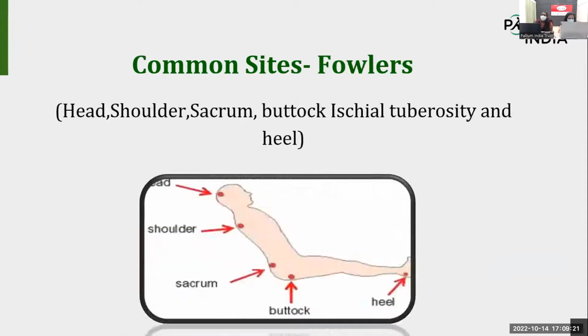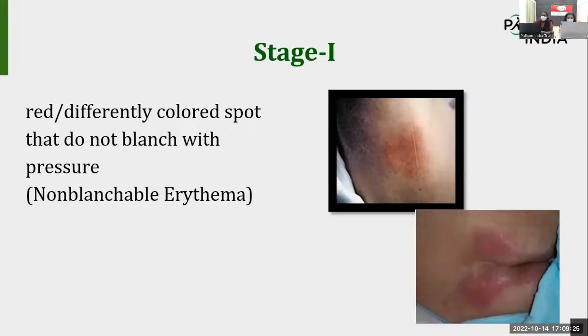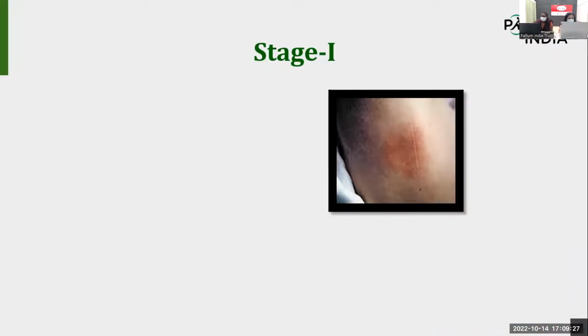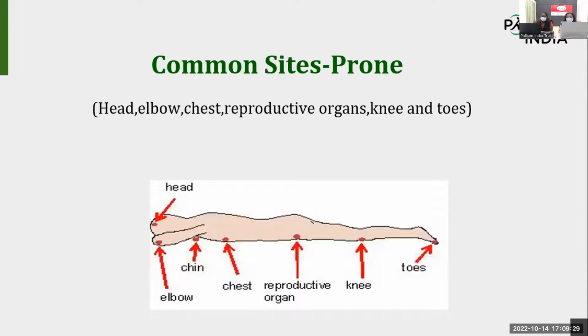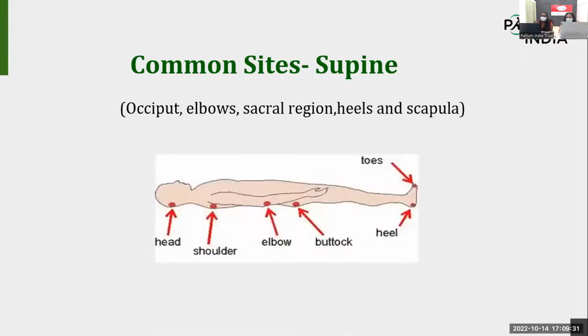In the supine position, this is one of the common positions. You can just see those images: head, shoulder, elbow, buttock, heel, toes. These are the common sites for a supine position patient.